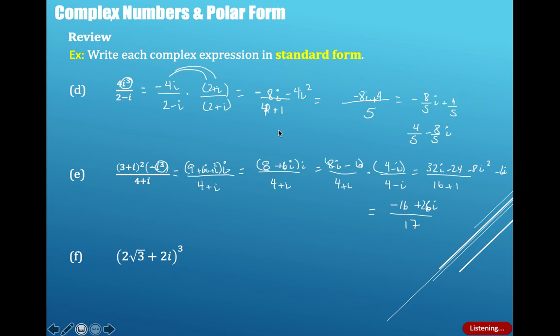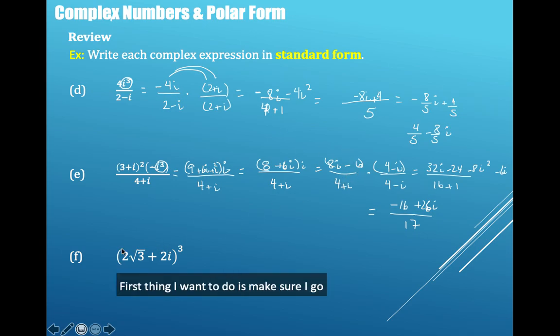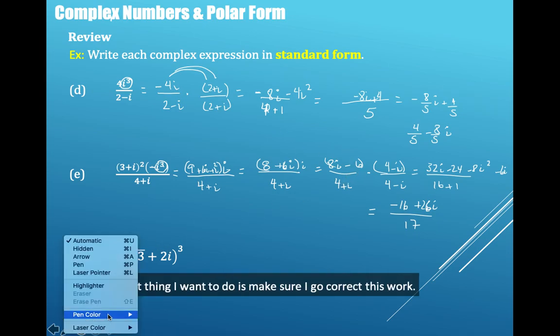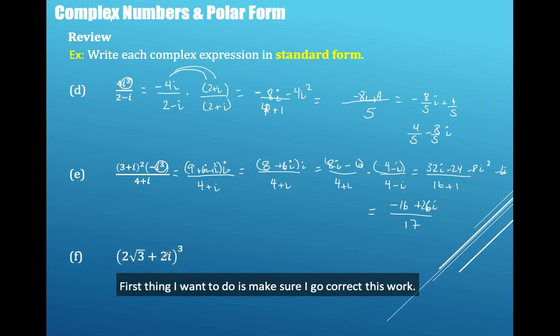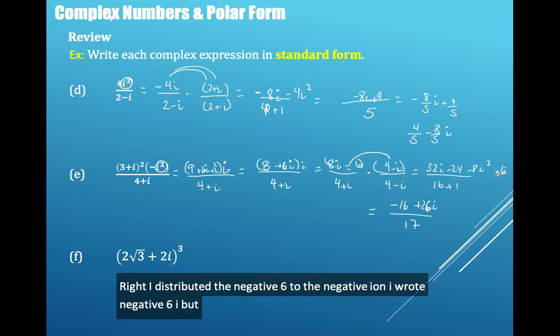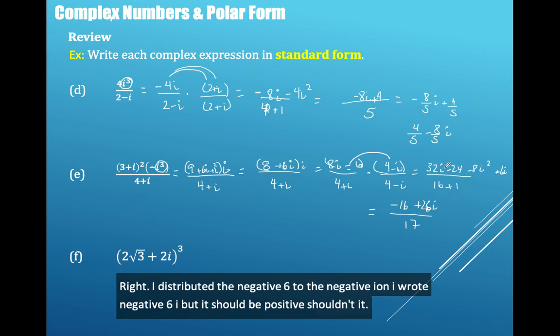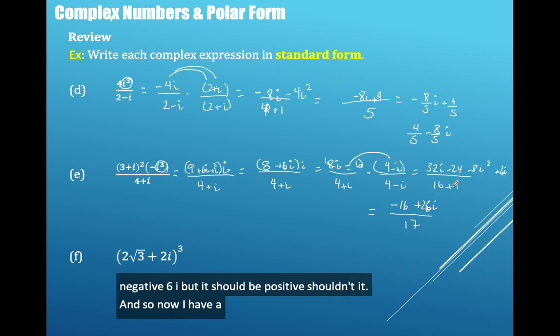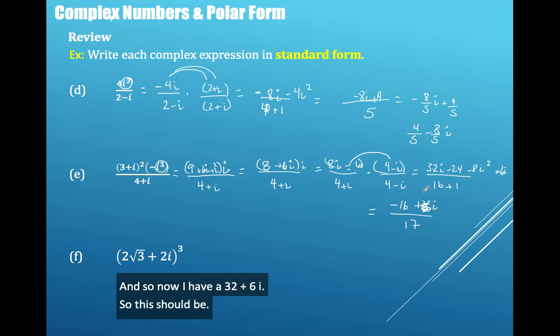First thing I want to do is make sure I go correct this work. Right? I distributed the -6 to the -i, and I wrote -6i, but it should be positive, shouldn't it? And so now I have a 32 plus a 6i, so this should be 38i, which is what my calculator said, right?